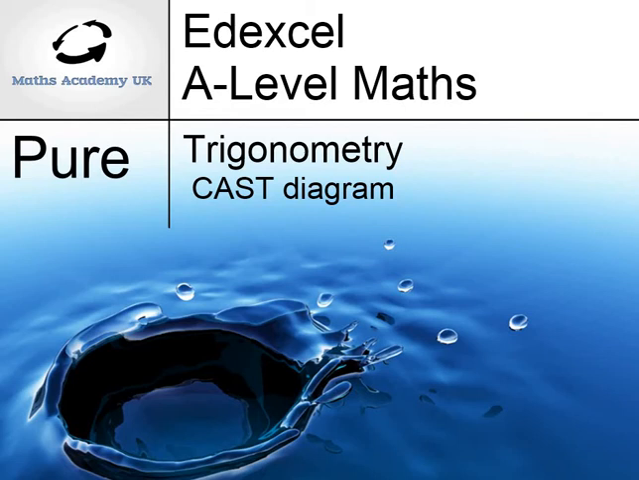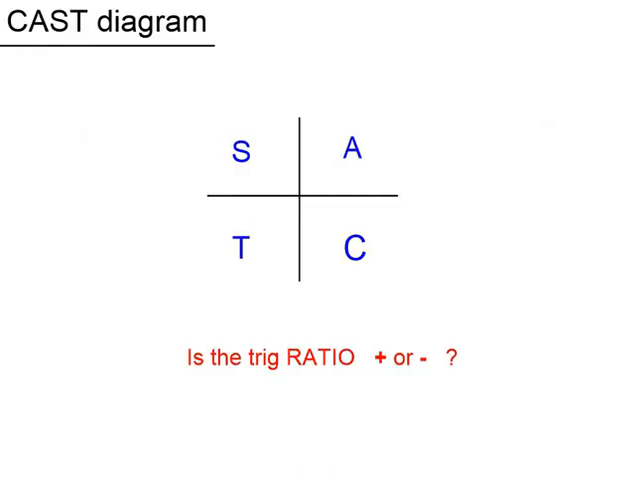The CAST diagram. The CAST diagram tells you whether a trig ratio is positive or negative for any given angle. So your angle could be a positive angle, it could be acute, so between 0 and 90, between 90 and 180, so it could be obtuse, or it could be a reflex angle between 180 and 360. Your angle could be positive or negative.